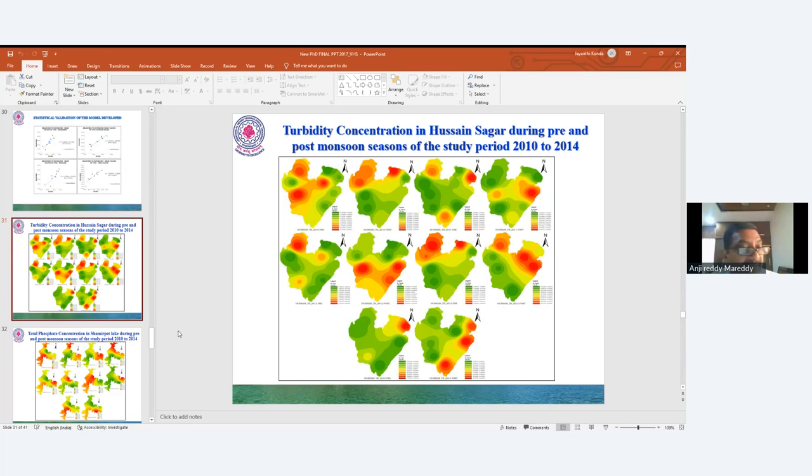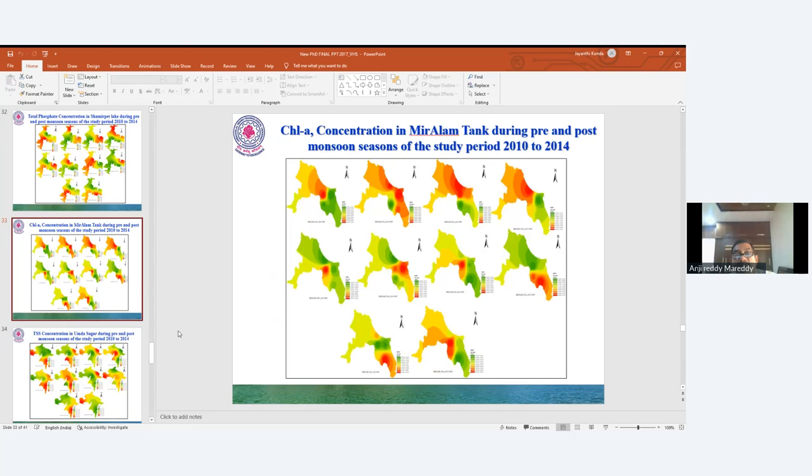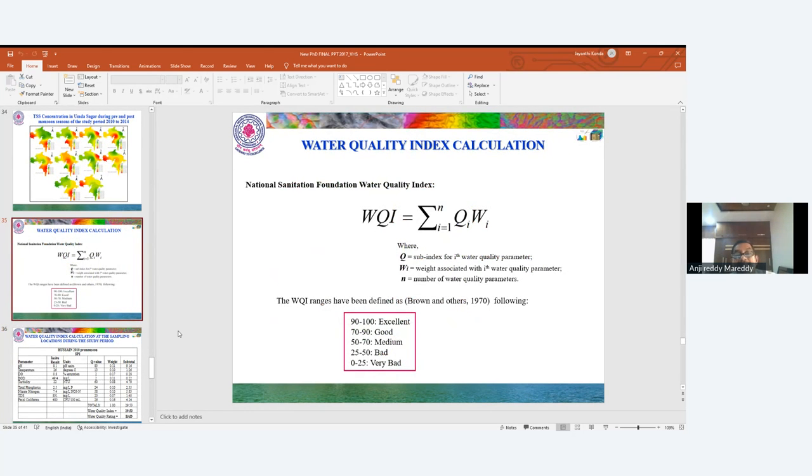This is very much useful for water quality monitoring by any decision-making process. Nowadays the Telangana State Pollution Control Board is using remote sensing and GIS for monitoring the quality parameters in and around Hyderabad city. This is again the total phosphate concentration in Shamirpet Lake. My students have very high level skills in developing spatial distribution maps, collecting the point data and converting it into spatial variation maps by using ArcGIS software. Again, chlorophyll concentration in Miralam tank, total suspended solids concentration in Umda Sagar Lake. So like that, you have some of the spatial distribution maps.